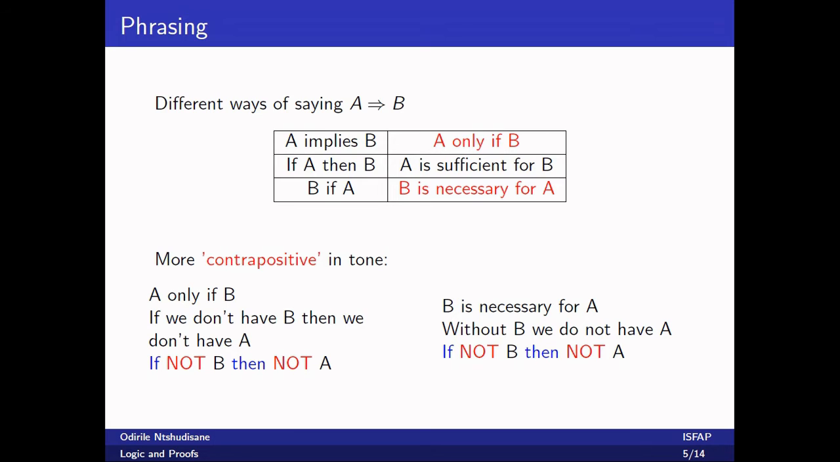Some of these ways take a more contrapositive tone, such as A only if B. A only if B means if we do not have B, then we do not have A. That is, if not B, then not A. That is, a conditional statement of the form if not B, then not A. This is known as the contrapositive of the original statement form A implies B.